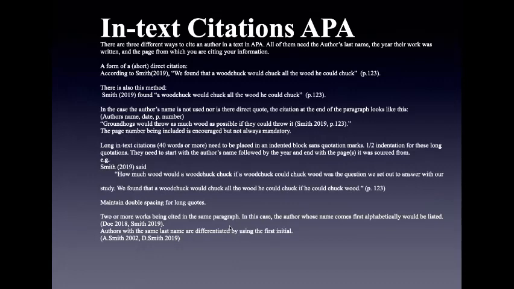Now, if you have 2 or more works being cited in the same paragraph, you would put the author whose name came first alphabetically in the parenthetical citation. So Doe 2018, comma, Smith 2019. Now, if there are page numbers, those will also go in there too. If authors with the same last name are being used, you'd have to differentiate by the first initial.